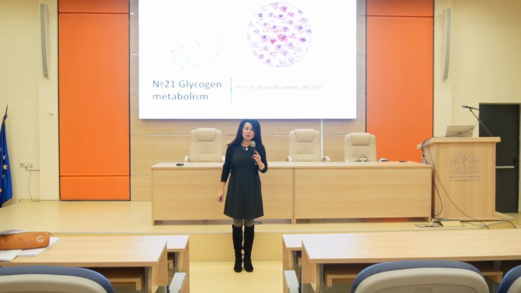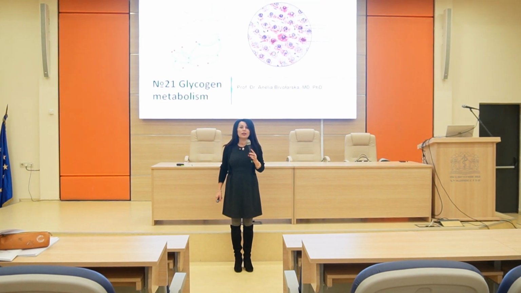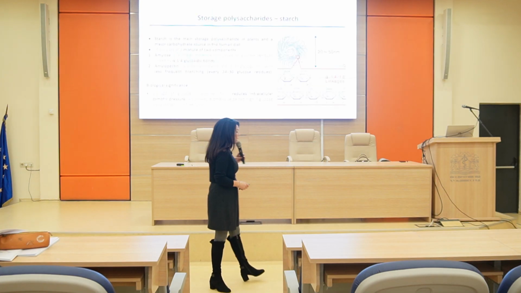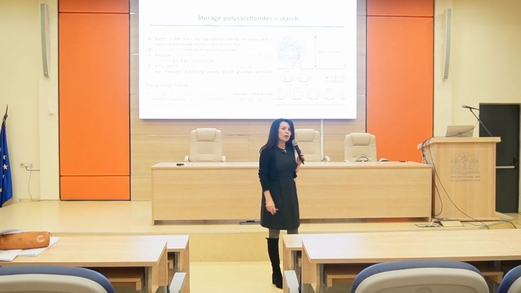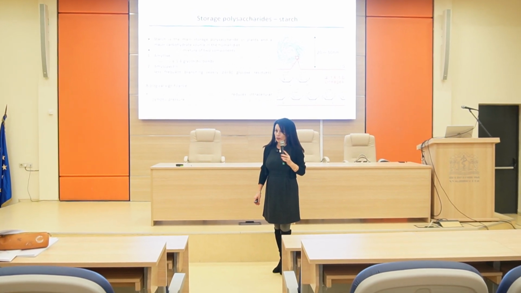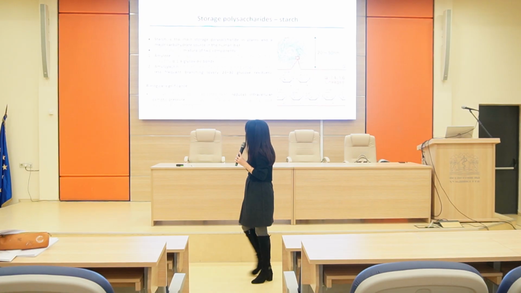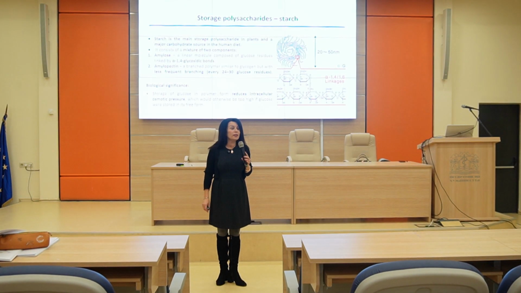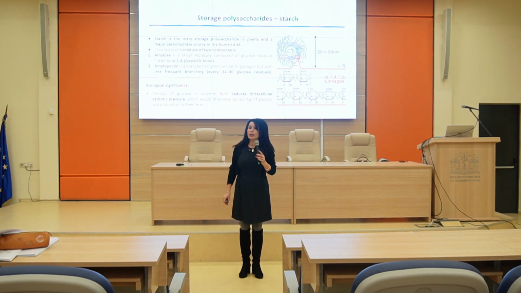Hello students, the first lecture for today will be glycogen. Let's see what this is. Where is glycogen? Glycogen, students, is located actually everywhere in all cells, mainly in the liver and muscle tissues, but it is located in all cells. Why? Because glycogen is the main storage carbohydrate for us.